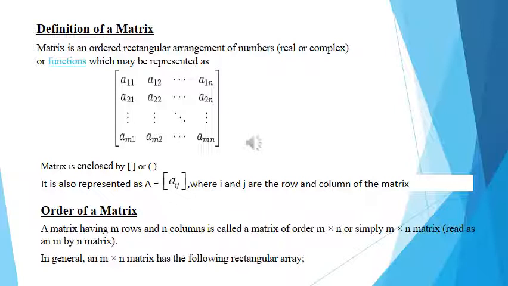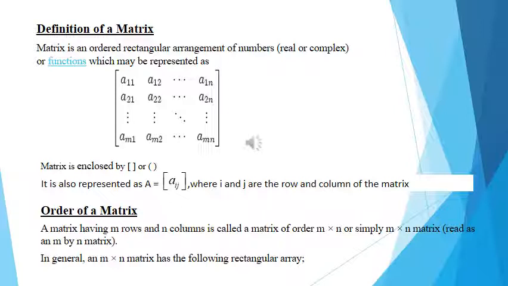So it will be represented like this here, where you can see this. A11, A12, etc. up to A1n, A21, A22, etc. up to A2n, and it goes on like this. The ending will be like Am1, Am2, etc. up to Amn. And this matrix is enclosed by a square bracket or an open bracket.